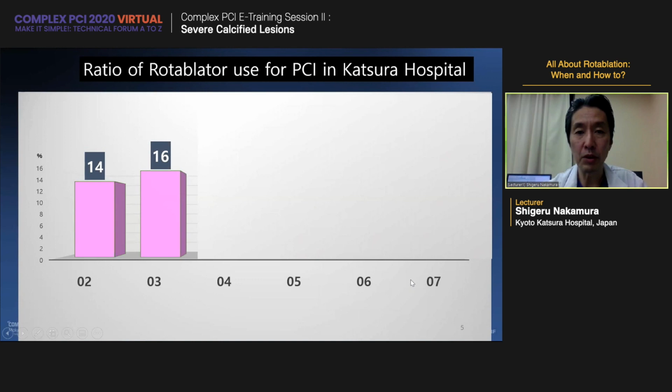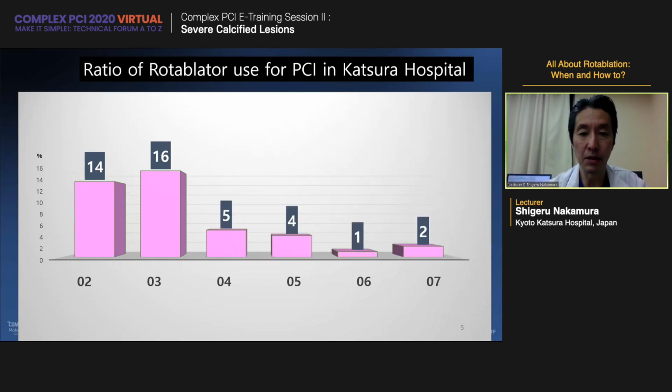The ratio of rotablation used in our hospital in 2002 and 2003 was 16%, because at that moment, bigger is better. But after 2004, we reduced the rotablation use because the Cypher stent was coming, which was too good. So just stented.